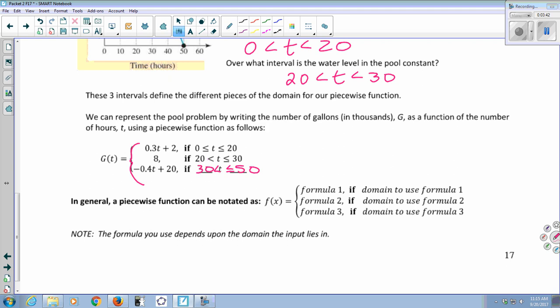In general, a piecewise function looks like this. f of x equals formula 1, formula 2, formula 3. You might have a formula 4 or a formula 5. You might only have 2. And then you put "if" and give the domain where you use each particular formula.